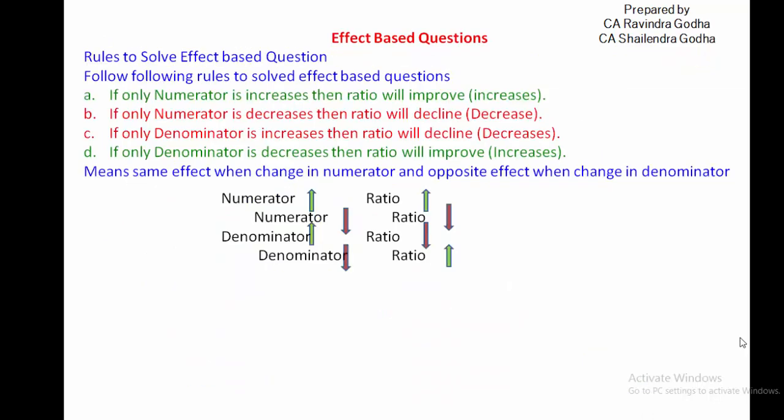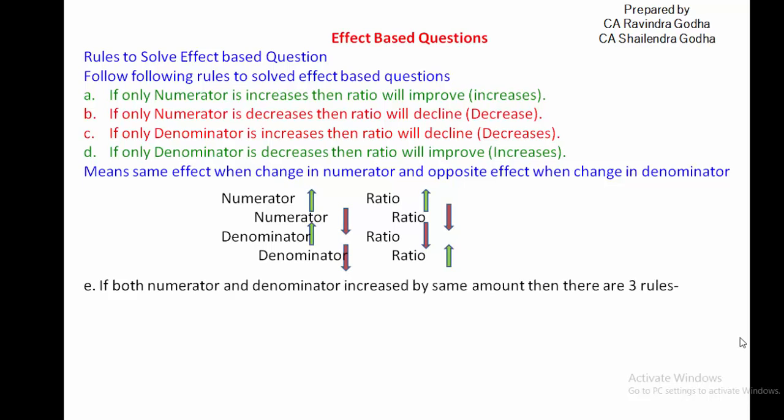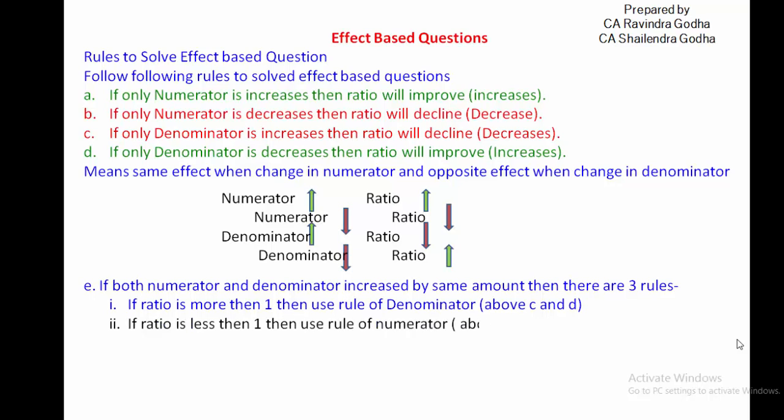In the last video, I explained point E of effect based questions wrongly. So now I am explaining it again. If both numerator and denominator increase by the same amount, then there are three rules. If ratio is more than 1, then use the rule of denominator, that is the above C and D rule. If ratio is less than 1, then use the rule of numerator, above A and B. And if ratio is 1, then there is no change in the ratio.